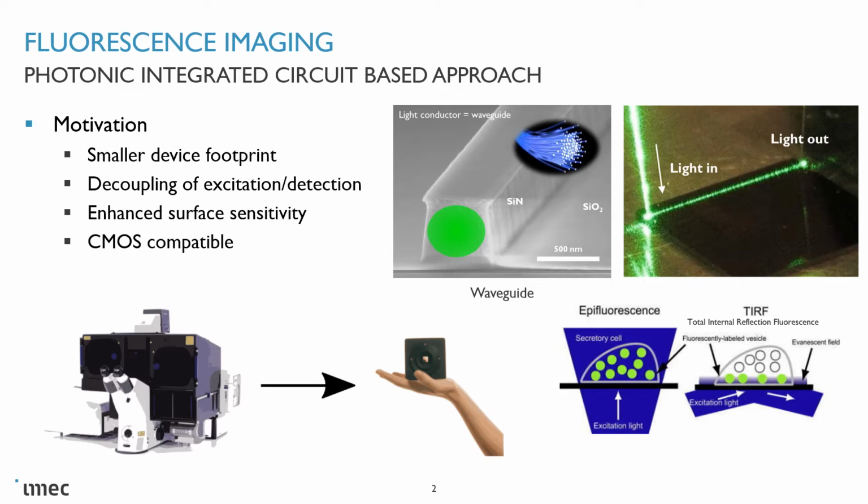You can see a waveguide and the PIC on the top right figures. Waveguides are used to route the light through the chip in PICs. The main advantage of a PIC fluorescence imaging platform compared to a traditional fluorescence microscope setup will be smaller device footprint, decoupling of excitation and detection light paths, enhanced surface sensitivity, and CMOS compatibility.